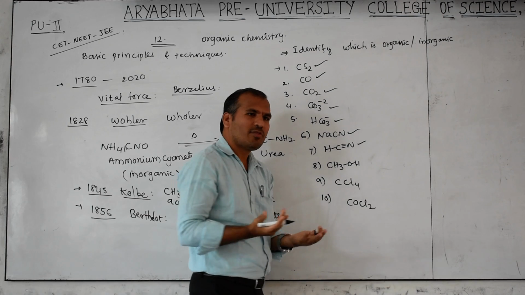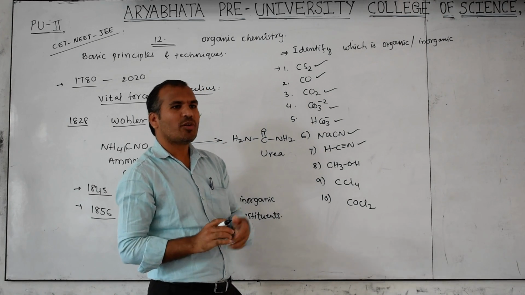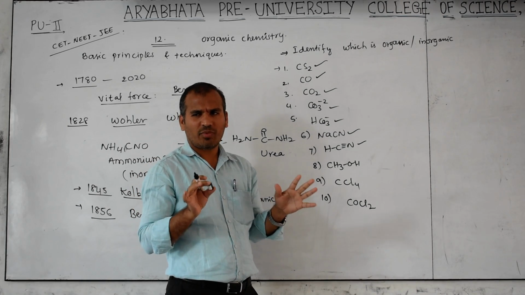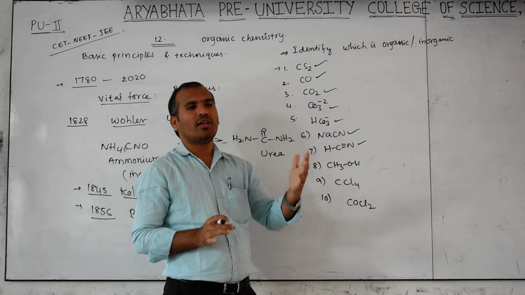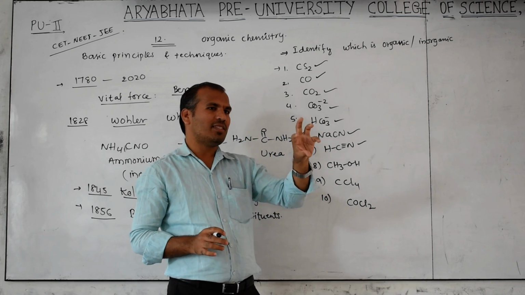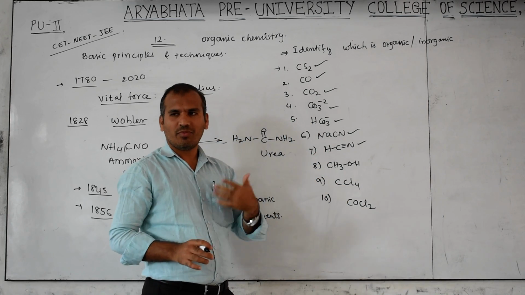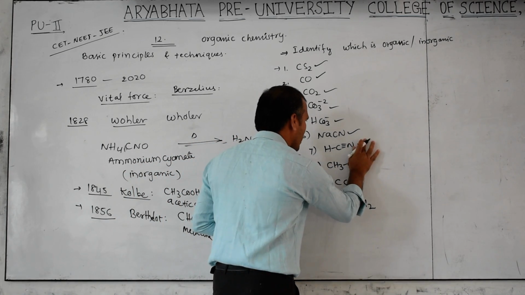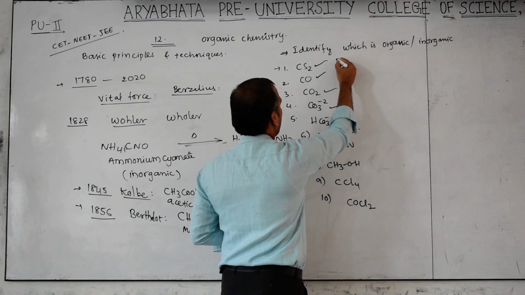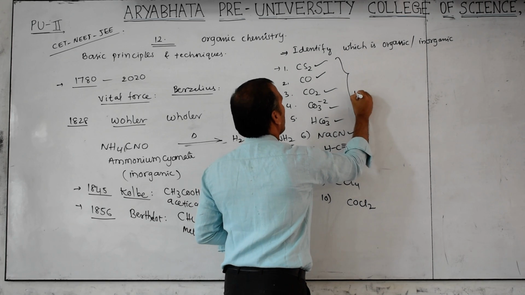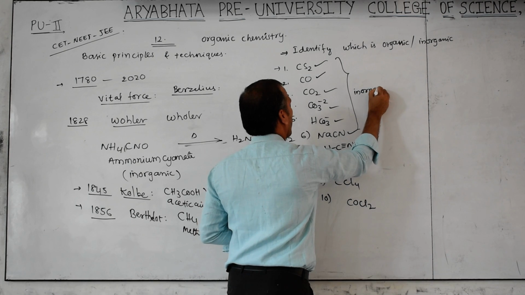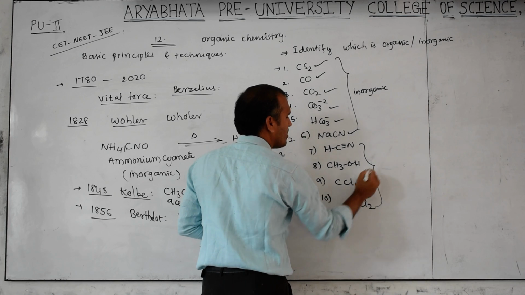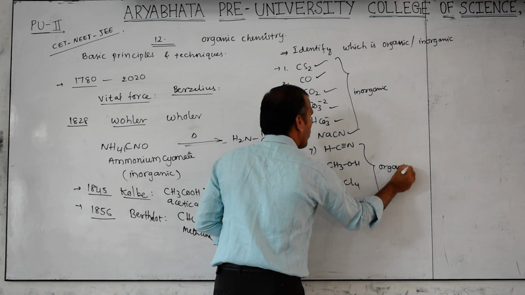There is no set of rules to identify organic or inorganic. That's why you have to practice some compounds. And when you read organic and inorganic compounds, they will be easily identified. It is by reading only that you will get this. All these are inorganic compounds. From here to here, all these are organic compounds.